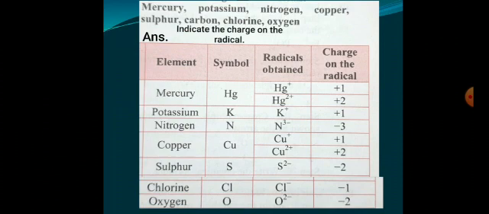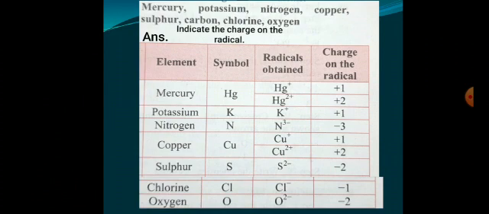So we have studied radicals today. There are two types of radicals, cationic radical and anionic radical. Cationic radicals are always basic in nature and anionic radicals are acidic in nature. Then we have studied simple radicals and composite radicals. Monoatomic radicals such as Na+, Cu+, Cl minus are all simple radicals. And when a radical is a group of atoms carrying charge, such as sulfate ion, ammonium ion, chlorate ion, permanganate ion, they all are composite radicals.